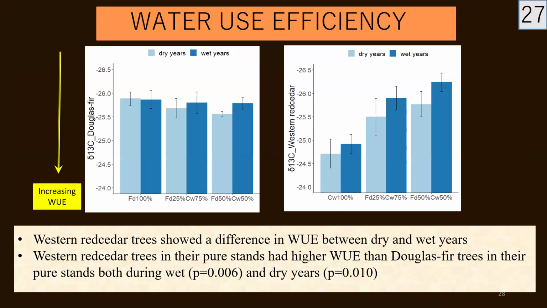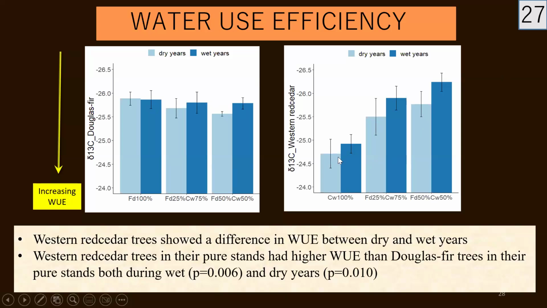This shows that a less negative value indicates an increasing water use efficiency. These are the delta carbon 13 values. We calculated the water use efficiency during both dry and wet years. The diagram on the left side is for Douglas fir, while the right side is for western red cedar, and we saw that western red cedar trees showed a higher difference in water use efficiency between the wet and dry years across the mixtures, while for Douglas fir, the difference was quite stable.